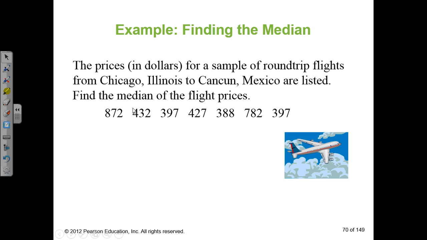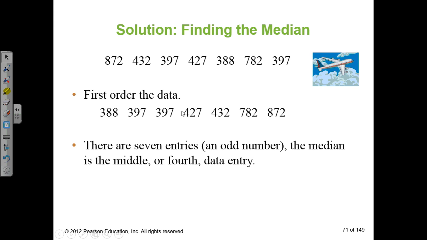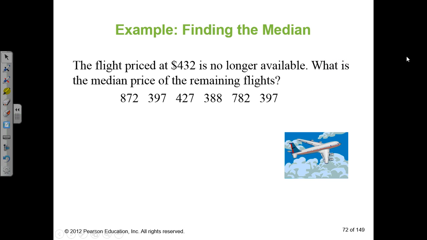Back to our example with the 7 flights. First thing we want to do is order the data set. We ordered the data set. We have, this is the number in the middle, 3 numbers smaller, 3 numbers larger. Thus, the median is 427. 50% of the values are smaller than it, 50% of the values are larger than 427.